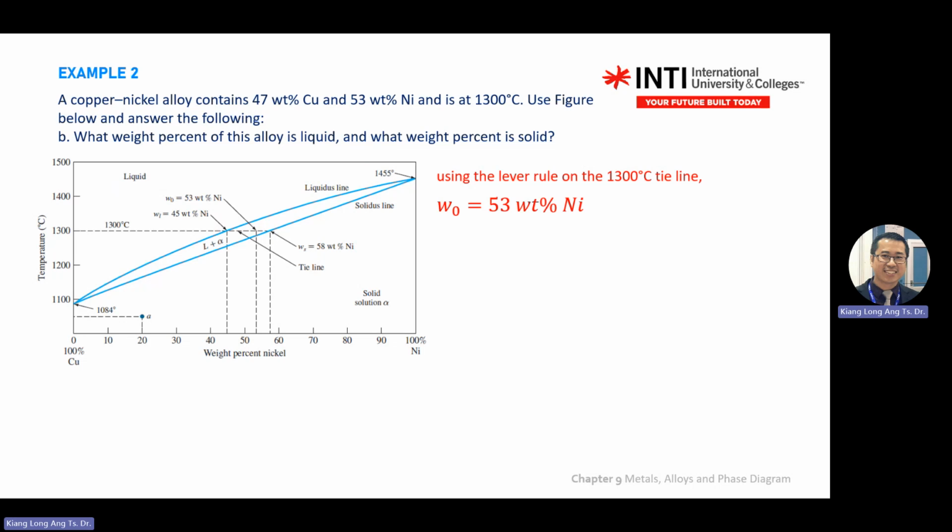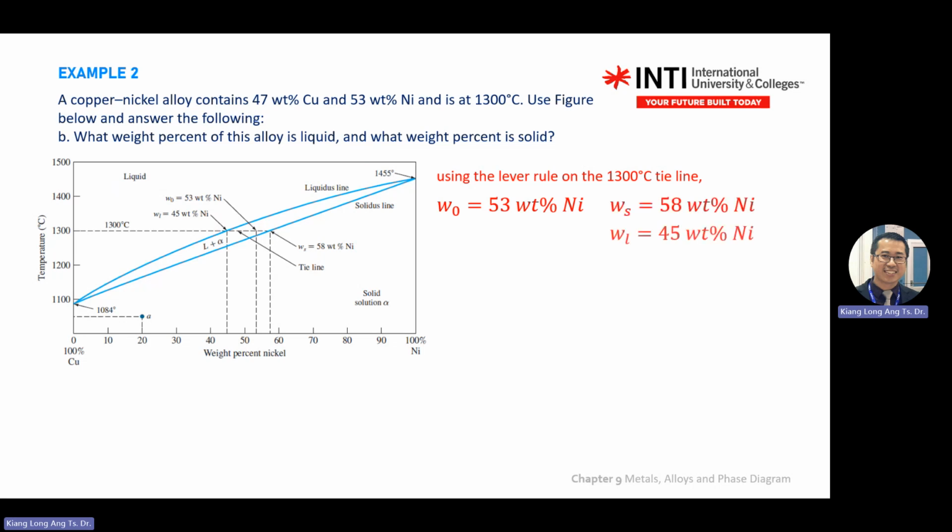So to find the percentage of alloy in liquid, you have LOS. To find the percentage of liquid, find the total length first. The question asks for liquid, so flip the thinking: find the length of OS. OS divided by total length, you get the fraction. Fraction multiplied by 100%, you get the percentage.